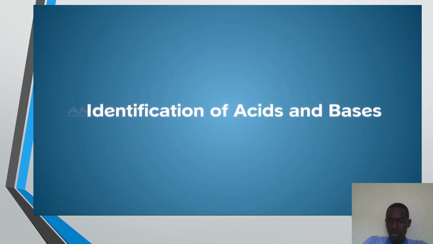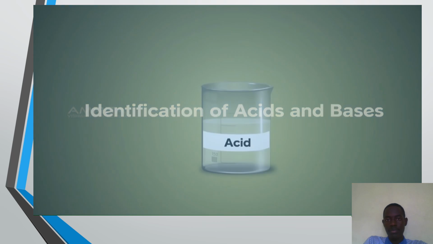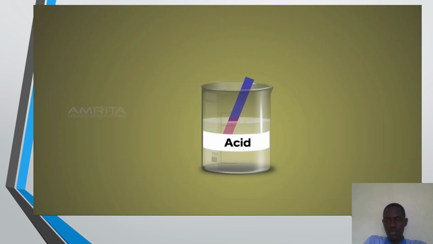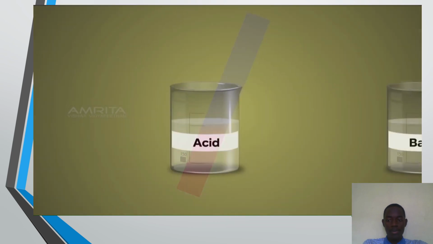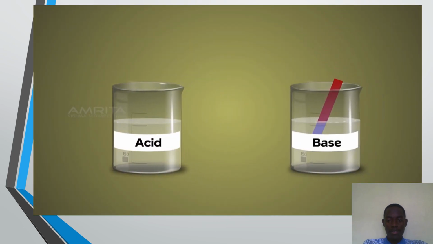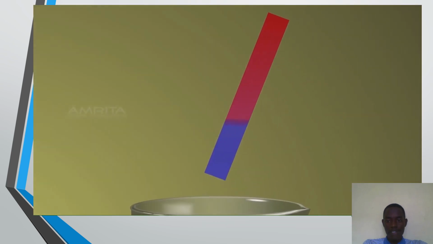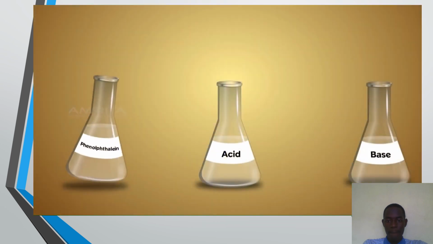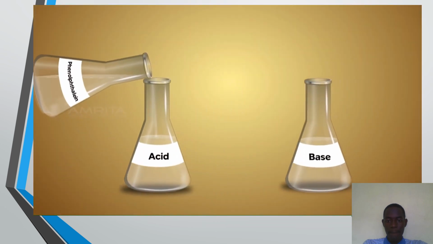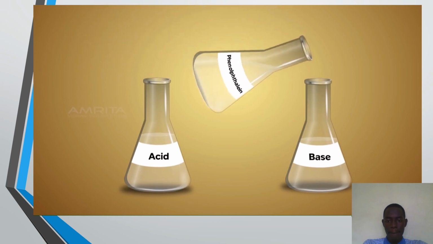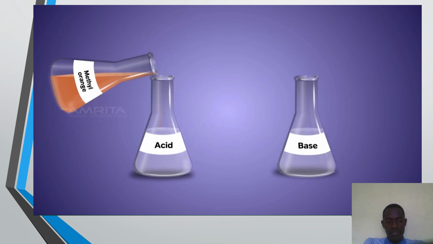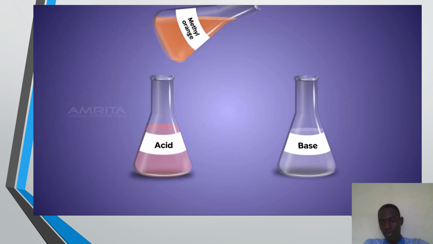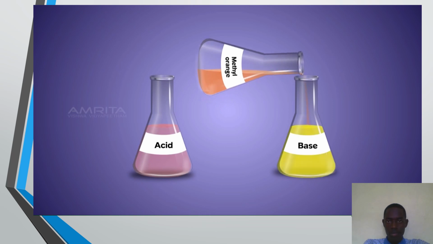Identification of acids and bases. When a blue litmus paper is dipped in acid, the color of the litmus paper changes from blue to red. When red litmus paper is dipped in a base, the color changes from red to blue. Phenolphthalein turns colorless in acids, whereas in bases it shows a pink color. Methyl orange in acids gives a red color and in bases it gives a yellow color.